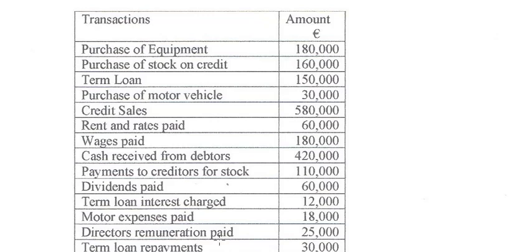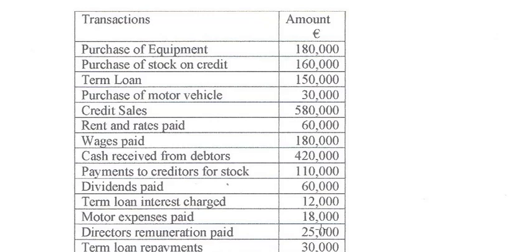Term loan interest charged. So this is the interest that the lender has charged on the loan, and we know what happens with this 12,000. The bank or the lender will just add that 12,000 onto the loan amount of 150,000, and that will mean that the total amount owing at that point would be 162,000. Okay, next transaction is motor expenses paid, just another expense.